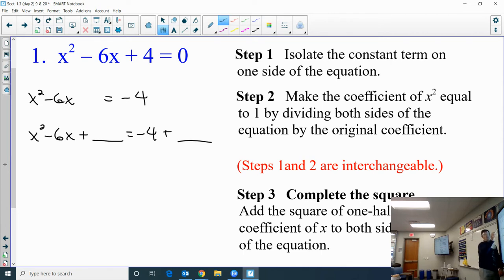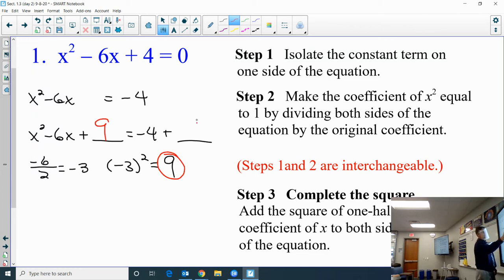That is where we figure out this number that'll make that a quantity squared. The procedure is you add the square of 1/2 the coefficient of x. Take half the coefficient, square it. Negative 6 divided by 2 is negative 3. Negative 3 squared is 9. So that goes here, that goes here. Now that factors into x minus 3 times x minus 3.